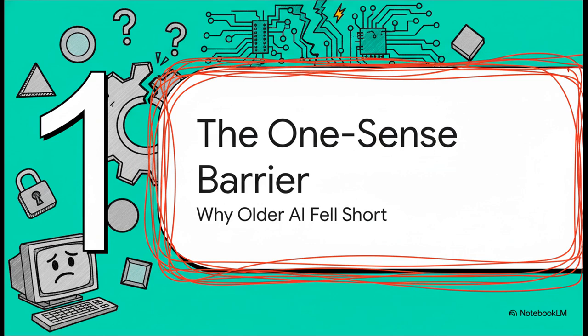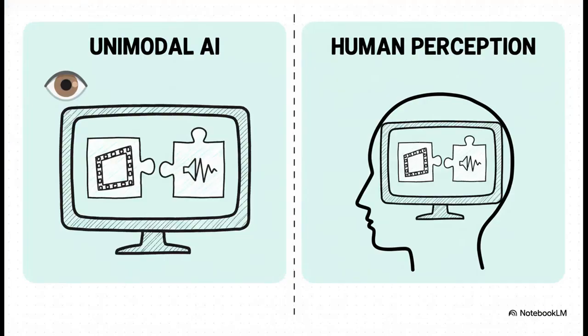To really appreciate just how remarkable this leap is, we first have to take a quick step back and look at the wall that older AI systems just kept hitting. You can think of it as the one-sense barrier. For a long, long time, AI was, well, modal. Now, that's just a fancy way of saying it could only handle one type of data, one sense at a time. It could analyze text, or it could analyze images, but it could never do both together. It was kind of like trying to understand a movie by only listening to the audio or by only watching the visuals with the sound off. You'd get part of the story, sure, but you'd completely miss the full picture.